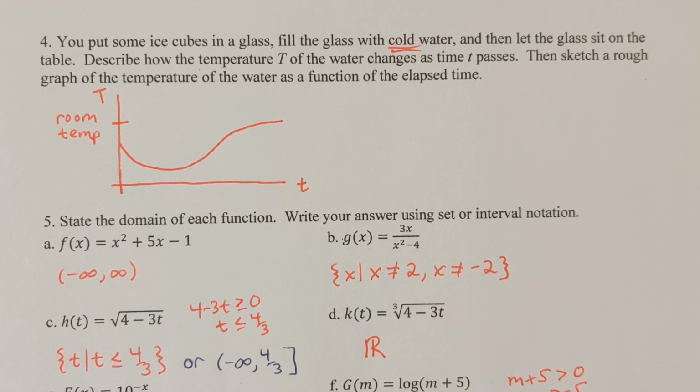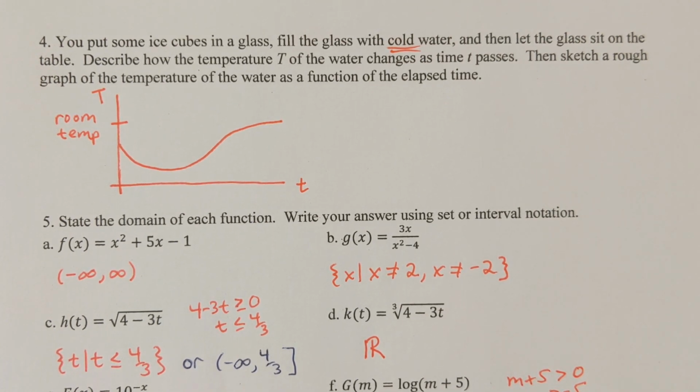You put some ice cubes in a glass, fill the glass with cold water, cold is important, and then let the glass sit on the table. Describe how the temperature, capital T, of the water changes as time, little t, passes. And then sketch a rough graph of the temperature of the water as a function of the elapsed time.